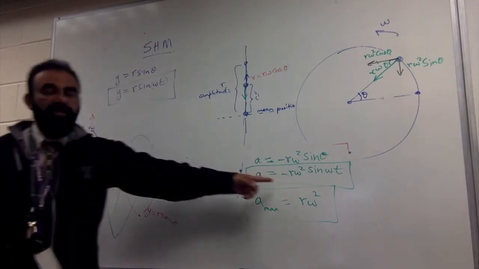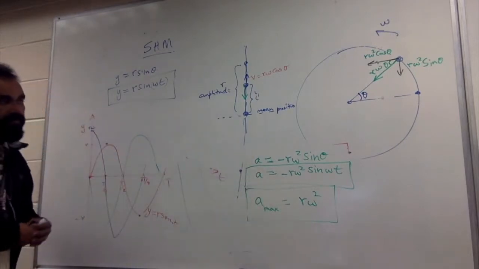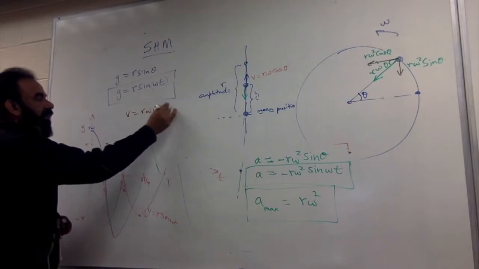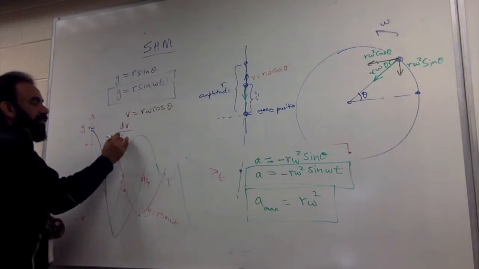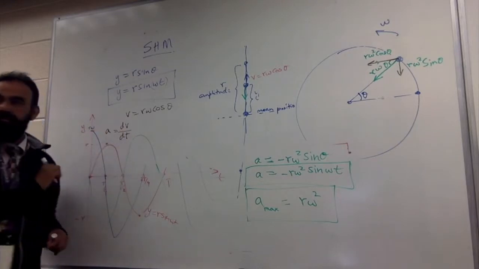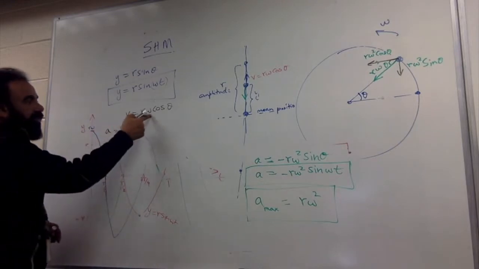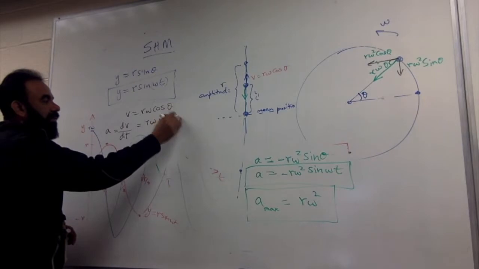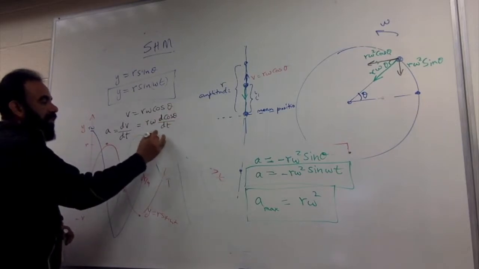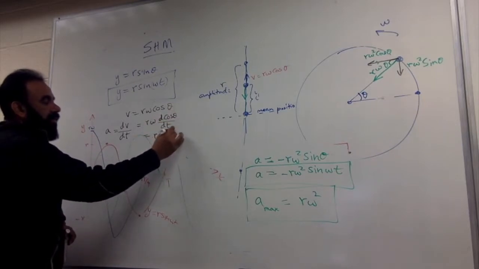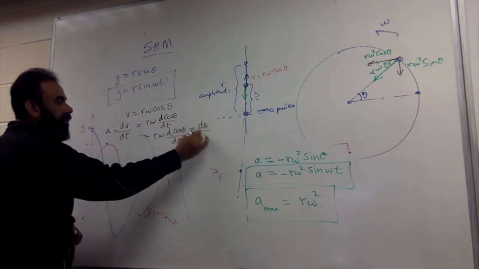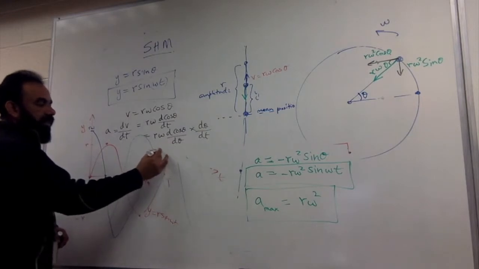And you can also derive this by differentiation. I'll show you that. Velocity is r omega cosine theta. If you differentiate velocity with respect to time, you get acceleration. So you differentiate this with respect to time. You get r omega as a constant, so it's d cos theta over dt, which is the same as r omega d of cos theta over d theta times d theta over dt.